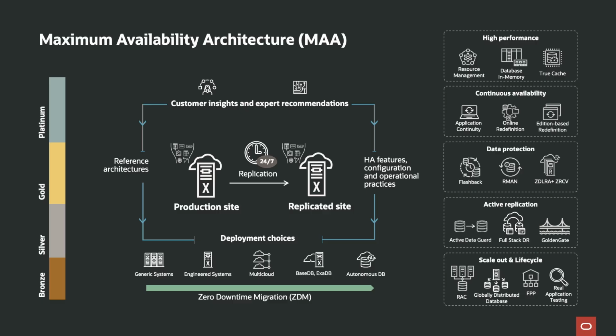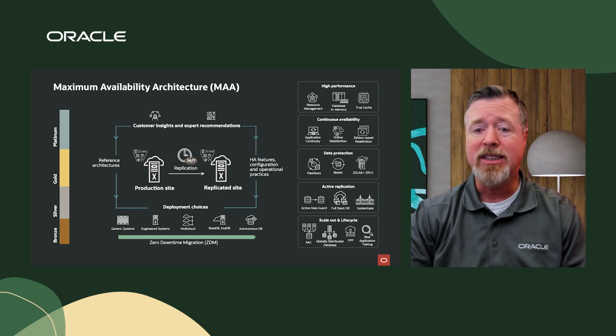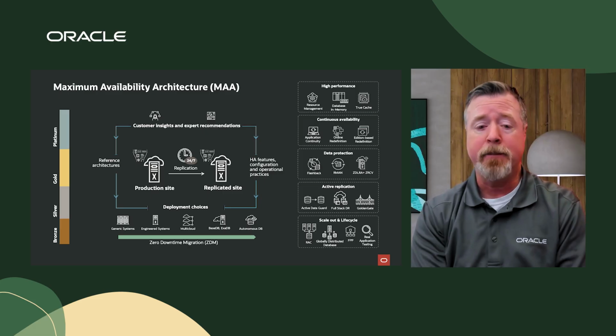And then if we look at the five different categories of the products on the right-hand side there, we see high performance, continuous availability, data protection, active replication, and scale and lifecycle. And some of your favorite products like Data Guard, RAC, and GoldenGate are all represented here in these different categories. Many of the different products and features span more than one category, and they're all integrated together. So these features and technology combined with the configuration and operational best practices and our documentation and guidelines is what provides MAA, the reference blueprints that you can build on to get the SLAs that you need.